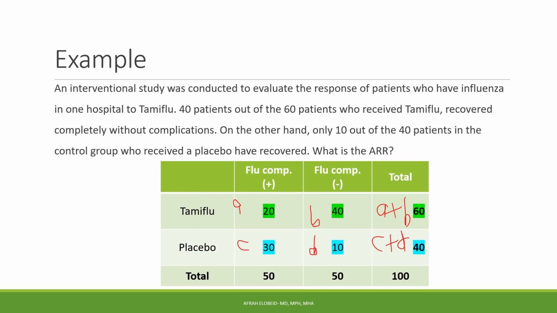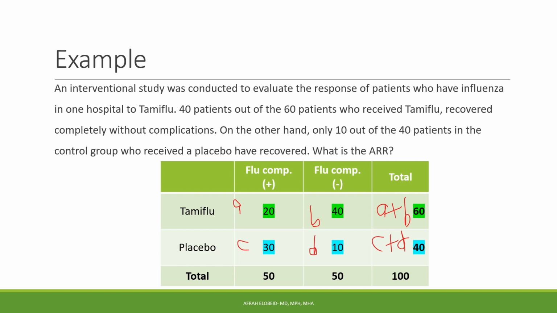No, because usually the positive outcome goes first and the negative outcome goes second. So in this situation, it's kind of tricky, because for the outcome, we want to know how many patients recovered without complication. Here they said 40 patients recovered without complication, so they should go into the cell of the flu with complication negative, which is B. So that's why we put the 40 in cell B. Right? And we know we have 60 patients. That means 60 minus 40, we have 20 patients who have some complications after Tamiflu.